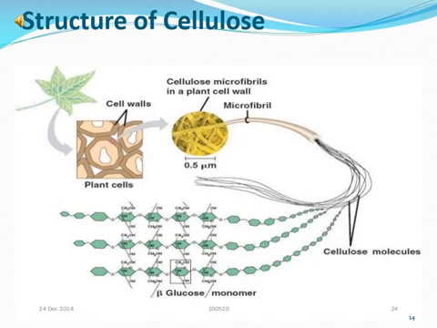Here in this slide you can see how the cellulose is formed from beta-glucose monomer. The cell wall of a leaf plant is composed of cellulose microfibrils, and microfibrils in turn form cellulose molecules, and cellulose molecules are arranged by beta-glucose monomers, as you see in this diagram.